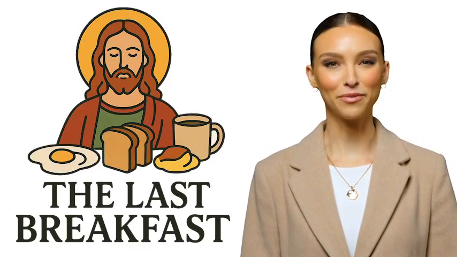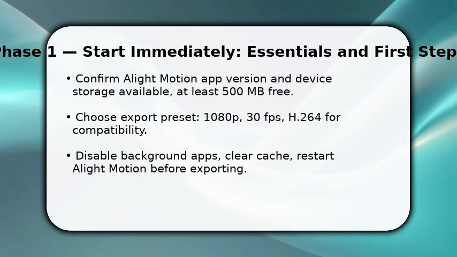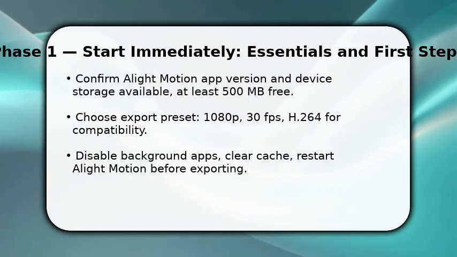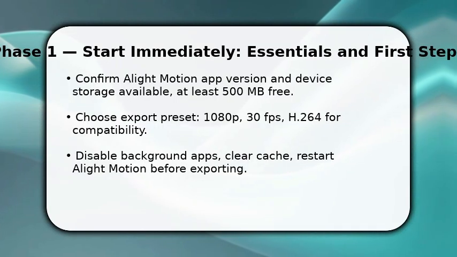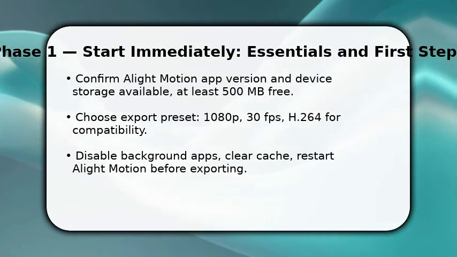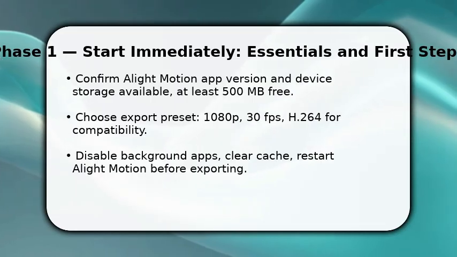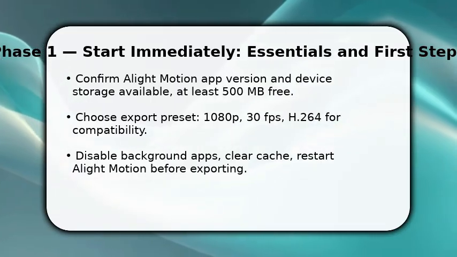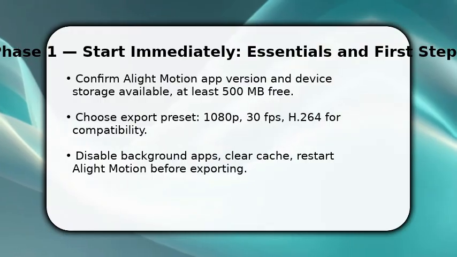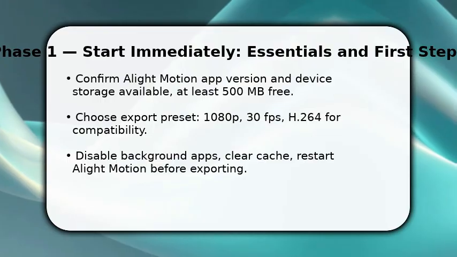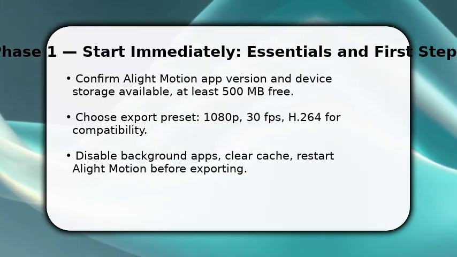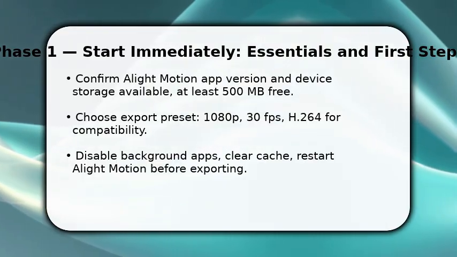Please enjoy the video. You start by verifying the essentials: app version and available storage. Make sure at least 500 MB is free. Next, open your project and pick an export preset such as 1080p at 30 FPS and H.264, because that balances quality and compatibility. Once selected, close background apps and clear the app cache to free RAM, then restart Alight Motion.